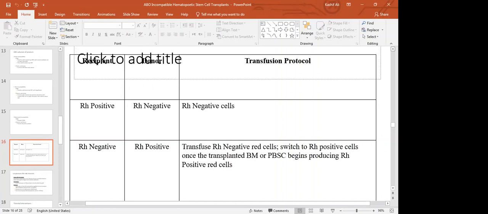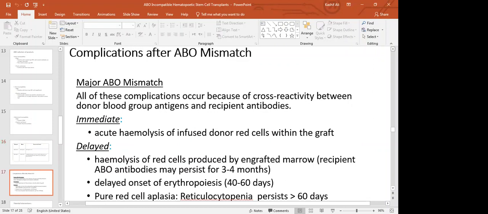For Rh, if the recipient is positive and the donor is negative, the transfusion would be negative red cells. And if the recipient is negative and the donor is positive, transfuse negative red cells and switch to positive cells once the transplanted bone marrow or peripheral blood stem cells begin producing positive cells.